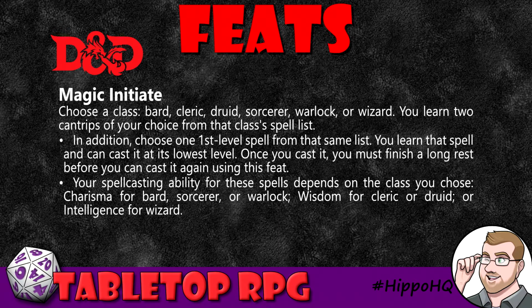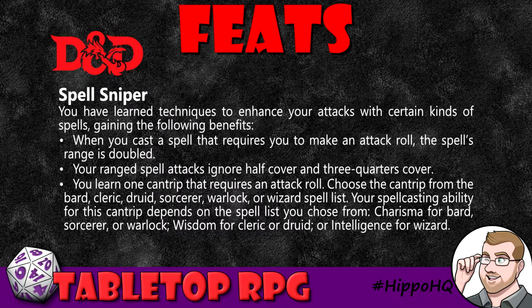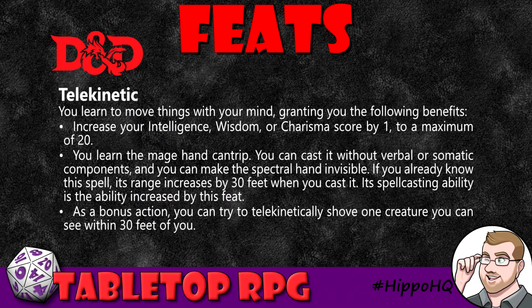Metamagic Adept. You can gain sorcery metamagic options and get 2 sorcery points to augment your spells. Spell Sniper. Ranged spells now have twice the range and ignore cover. Telekinetic. A level 1 increase to a primary stat and the Mage Hand cantrip, plus you get to shove people down with your mind. What's not to love?